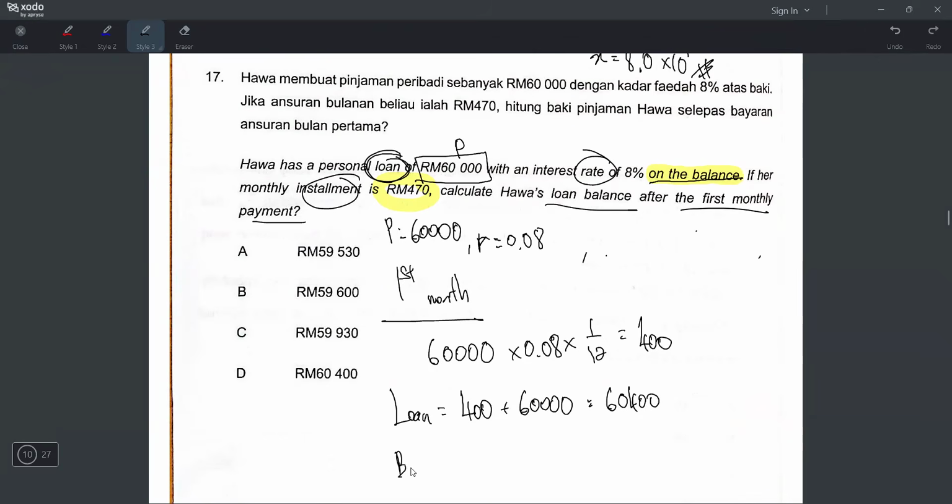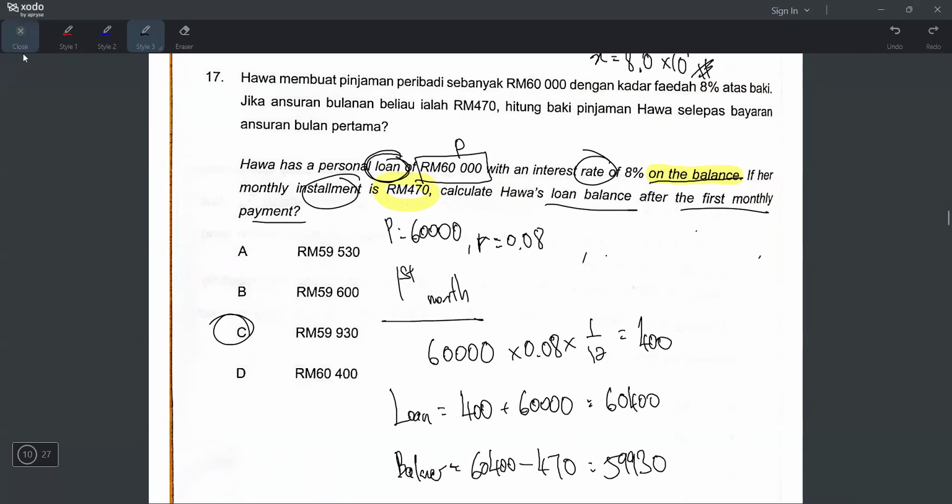And now to get the balance, you have to take this value 60400 minus the monthly installment, because every month you pay that amount. So to get the balance, you just minus 470, and if you press this, you will get 59930. So the answer is C, and that's the answer. Yeah, finish. Calculate the loan balance after the first monthly payment. So you have to remember the steps a bit lah. Of course, this balance value will be carried to the second month and keep continuing, but the soalan only asks for the first month payment, so it's like that.